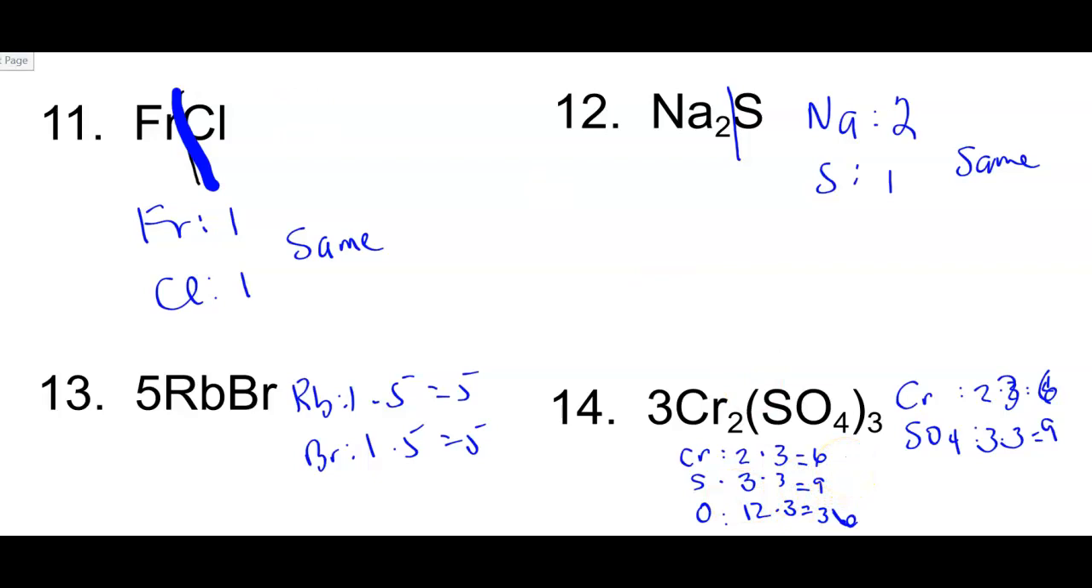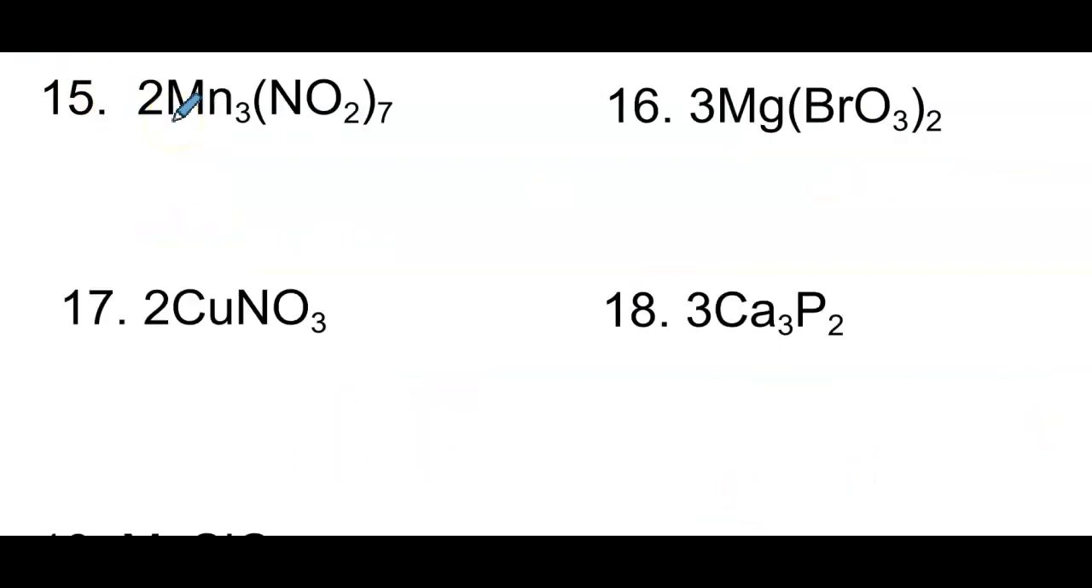Okay, let's look at 15. So again, I'm going to break this down first into monos and polys because that's almost always the way we would balance. Sometimes we can't, as I've said. So I have three of these because of this three. I have seven NO2s, but there's a two in front. So then I know that this is going to be six, and this is going to be 14.